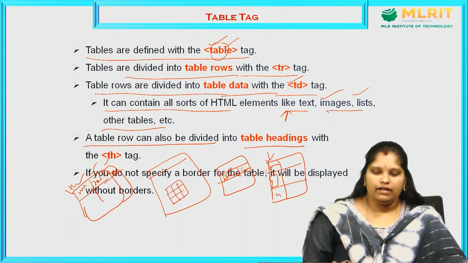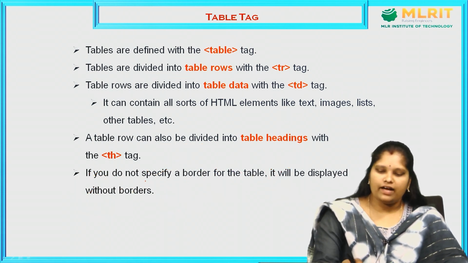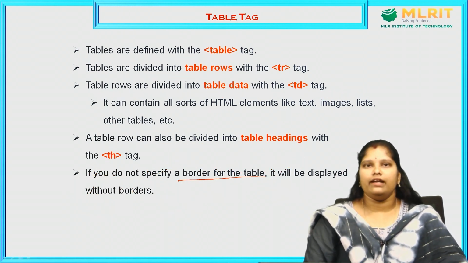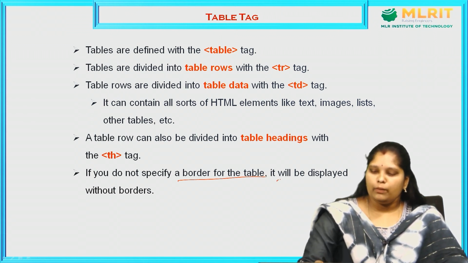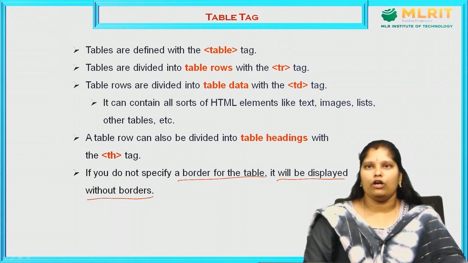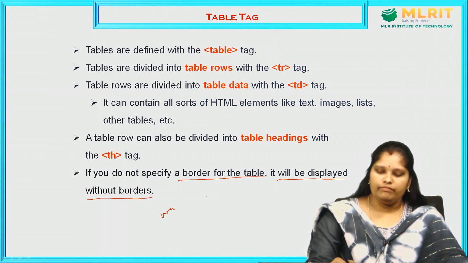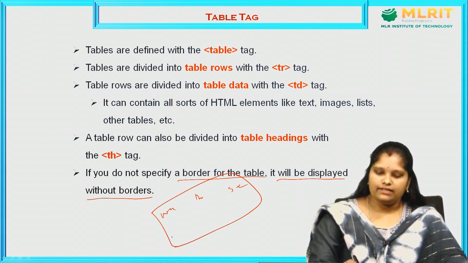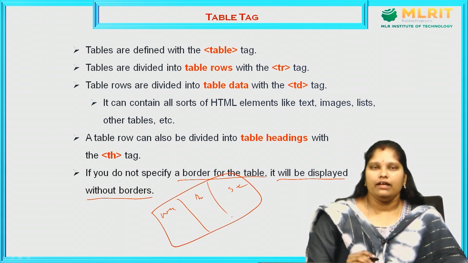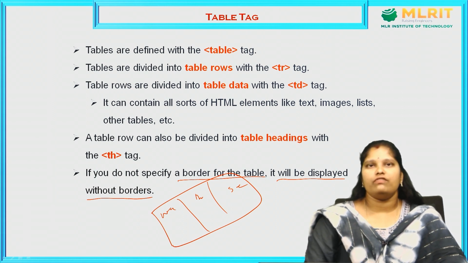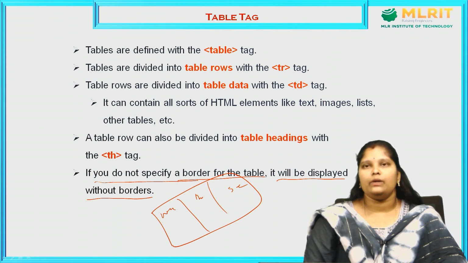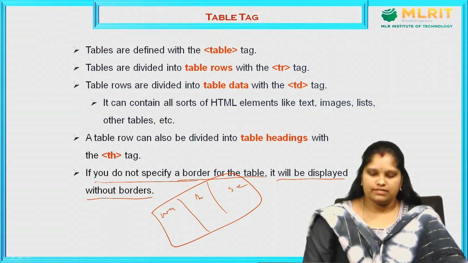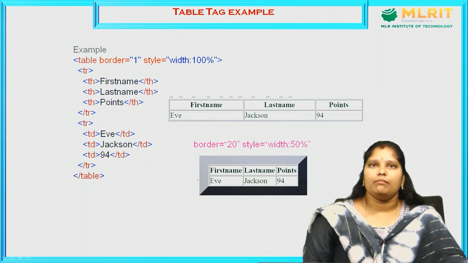And if you do not specify a border for the table, right? If you do not specify any border for the table, it will display without borders, right? It will display like name, roll number, section. That's it, right? It will not display these borders, right? You have to mention the borders also for tables, right? This is about the table tag, right?